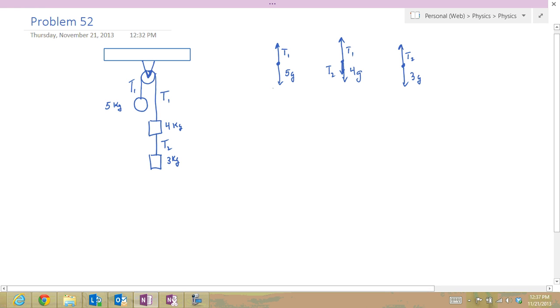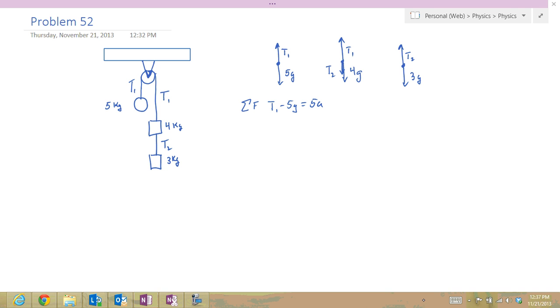So I'm going to write for this one, the sum of the forces is T1 minus 5g equals 5a. And it's equal to 5a here because the mass of this object is the 5 kilogram object. So I have one equation for T1 and a. Do the same thing for the second diagram here. And remember that upward was positive.